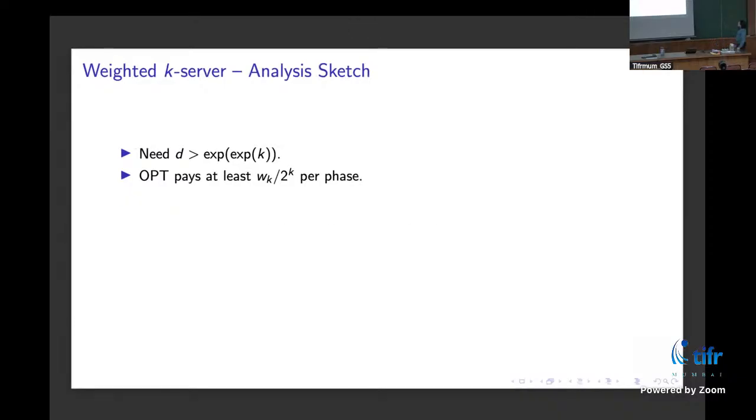Okay. So in the earlier case, we saw that we lost this 1 minus 2 over D factor when we analyzed the optimum. In this case, we lose a full 2 to the power K factor in our analysis, right? So for the optimum, it's possible to prove that the optimum pays at least WK by 2 to the power K in every phase.